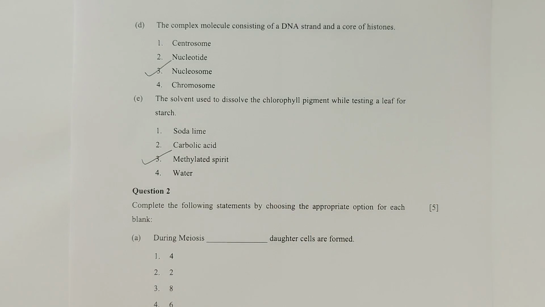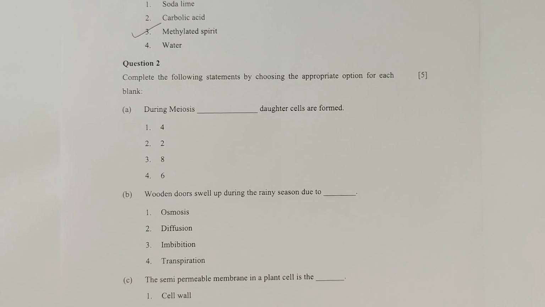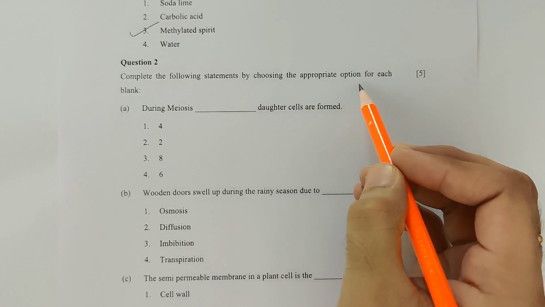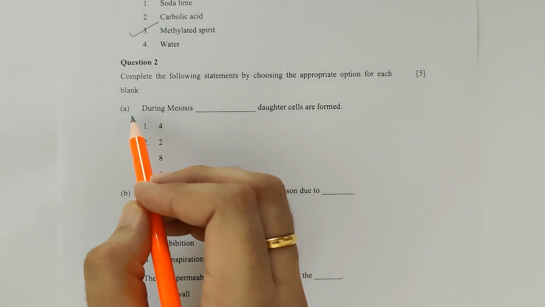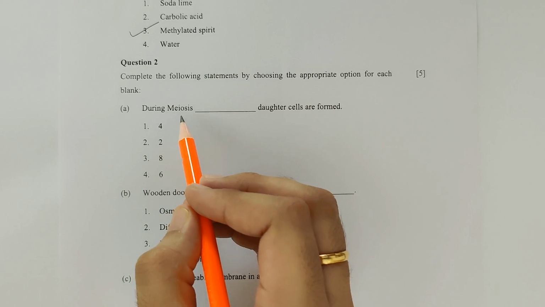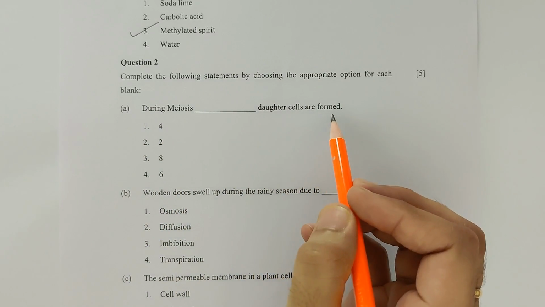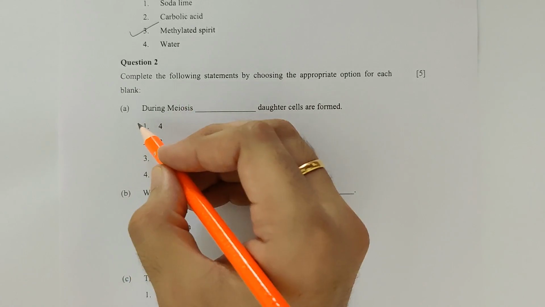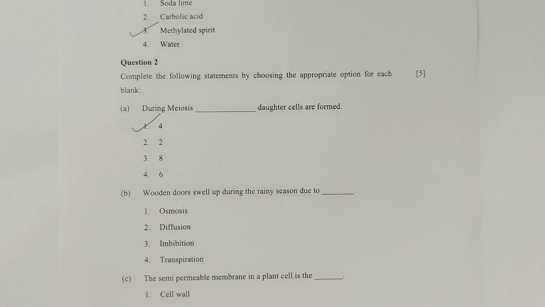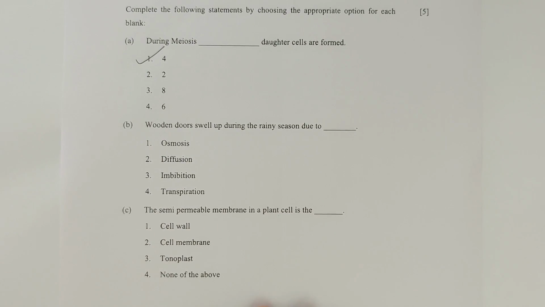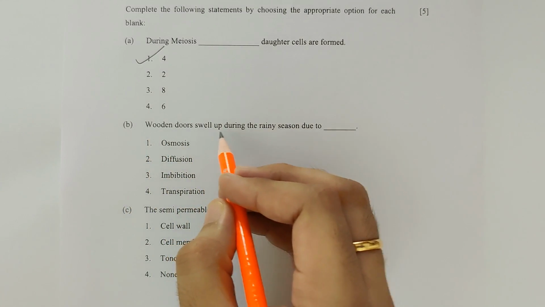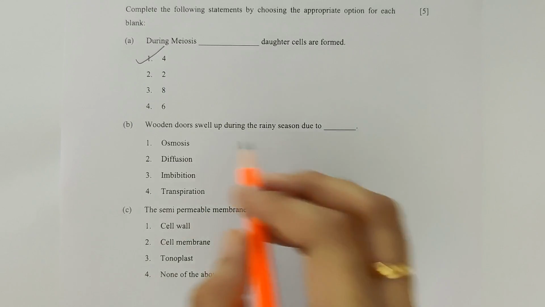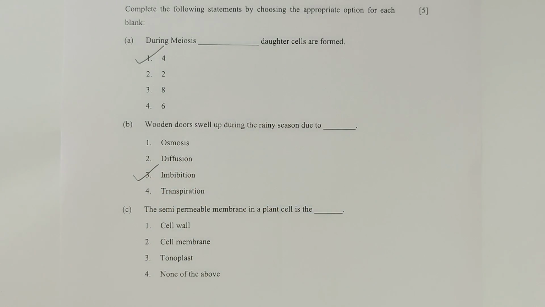Moving on to question 2, we have complete the following statements by choosing the appropriate option for each blank. Part A. During meiosis, dash daughter cells are formed. So guys, during meiosis, 4 daughter cells are formed. Hence, option 1, 4 is correct. Part B. Wooden doors swell up during the rainy season due to imbibition. It is very simple. So guys, option 3, imbibition is correct.